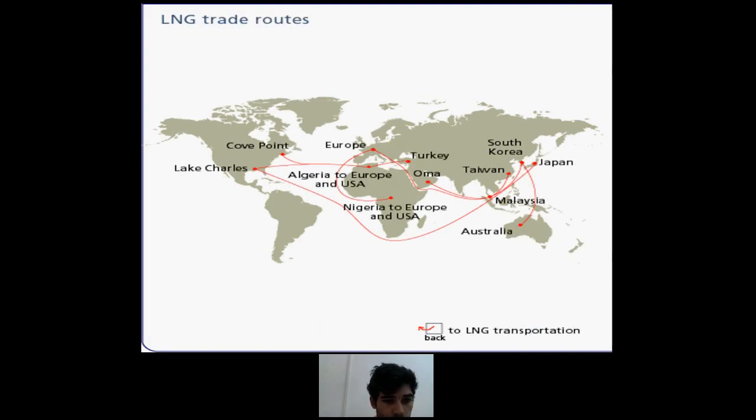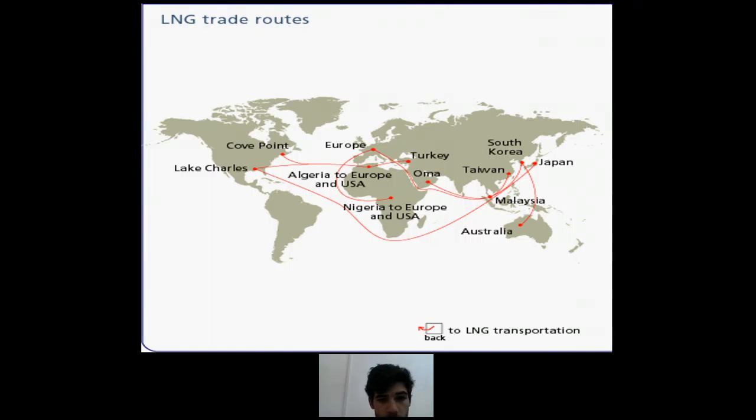Here we see the picture with the LNG main trade routes. As we said previously, the main trade routes include from Australia to Japan and South Korea, from Japan to the Gulf of Mexico and more particularly to Lake Charles and North America to the Cove Point, from West Africa and Nigeria to Europe and USA, while also from Saudi Arabia to the Southeast Asian countries and to Northern Europe.